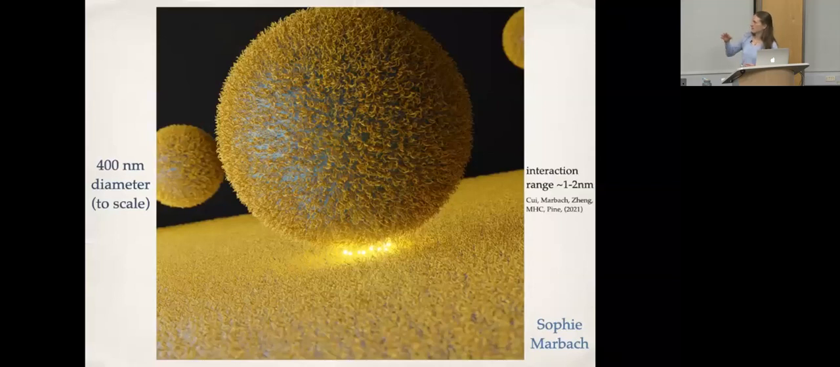What you can't see is that the DNA strands are actually not very compressible. They're not very squishy. So when the particle is on the surface, the polymer brush doesn't like to compress very much. And we've estimated that the range over which you can compress it, hence the range of the interaction, is roughly 1 to 2 nanometers. So really a lot smaller than the size of the particle.